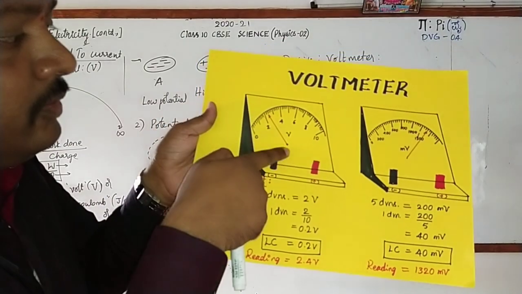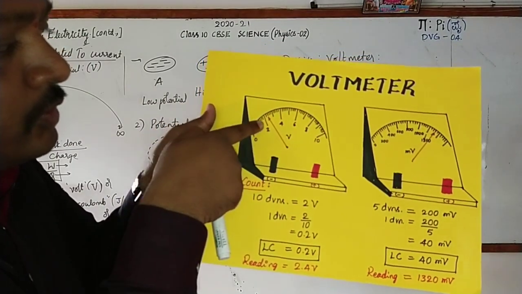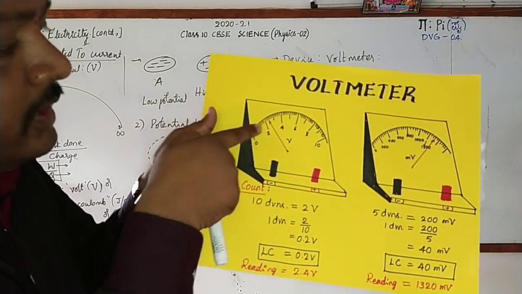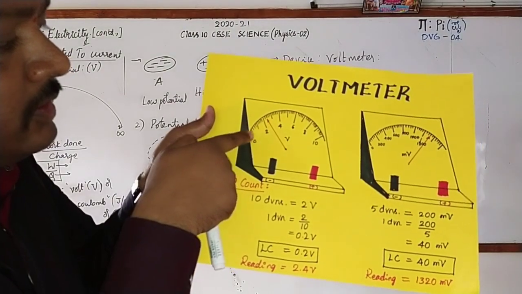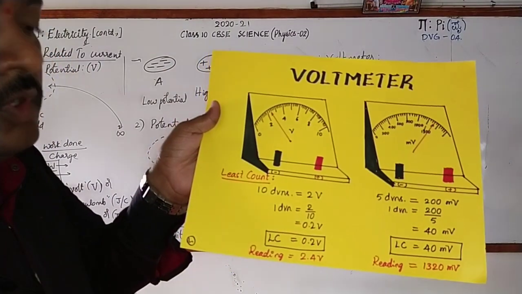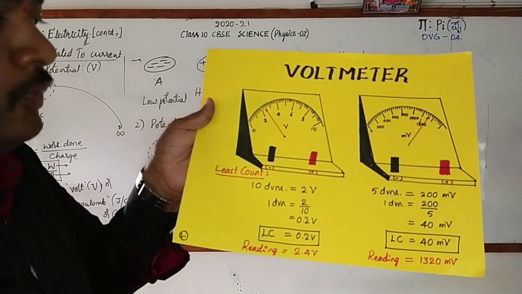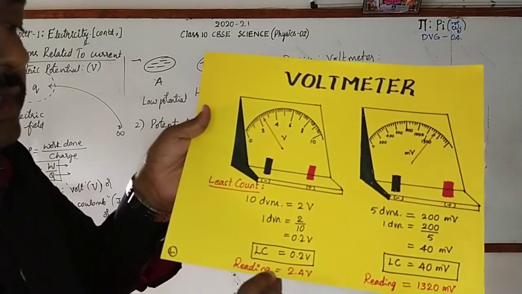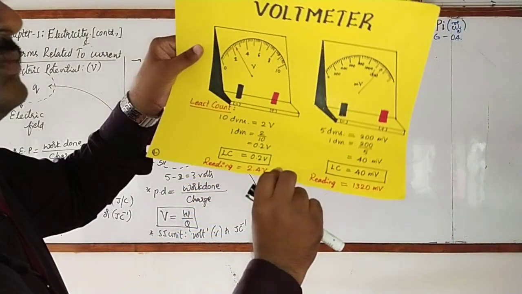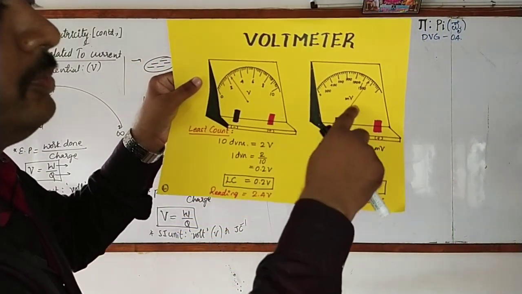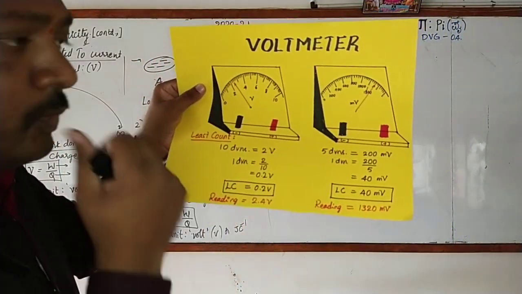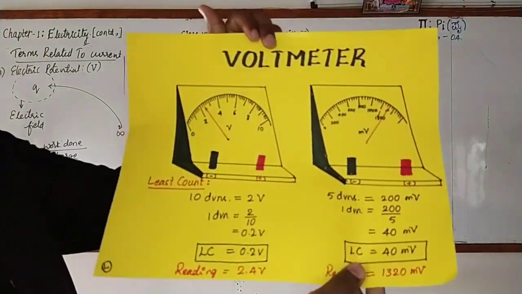Now here we have shown the needle. The needle is at the 10th division. Which division? 10 are there, 11, the 12th one. So 12 into 0.2 is 2.4. So this is the voltmeter reading. Next, another one, a voltmeter reading in terms of millivolts. Observe here.